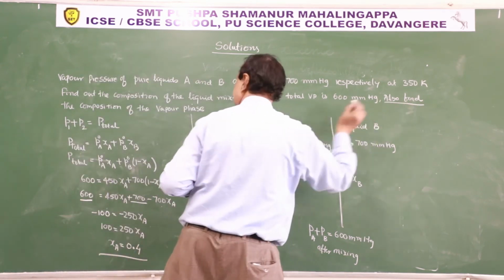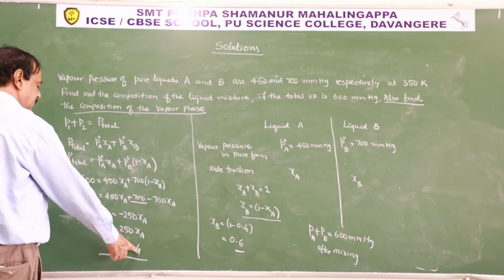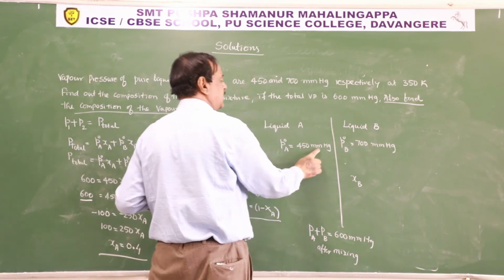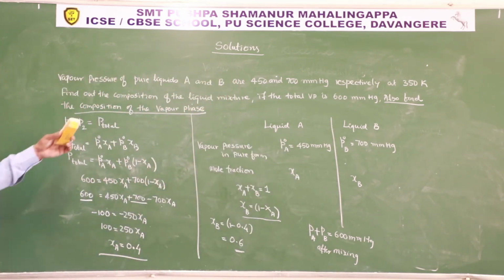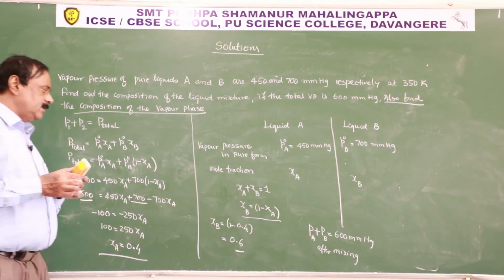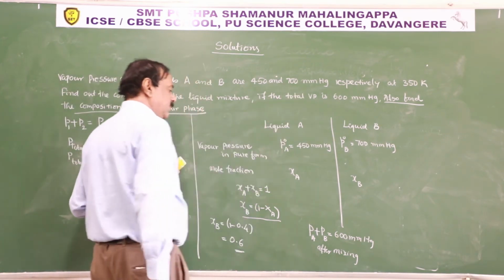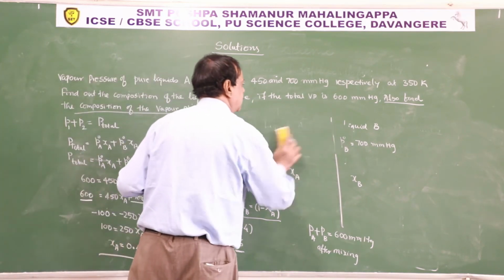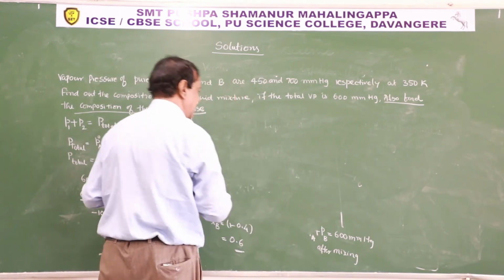Now, also find the composition of the vapor phase. The mole fraction XA is known, and the vapor pressure of the pure component P naught A is given. Multiply these two, and it gives the vapor pressure of A. Similarly, when you multiply XB 0.6 into 700, that gives the vapor pressure of liquid B.